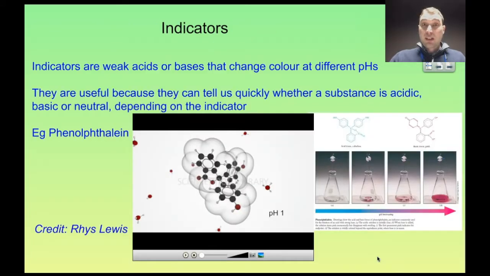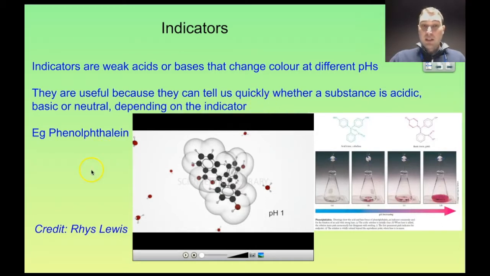So as I just said, indicators are weak acids or bases that change colour at different pHs. And we haven't really talked about it yet, but a pH is a measure of how acidic or basic a solution is. They're handy because they can tell us that a solution is acidic or basic or even neutral, depending on the indicator, and sometimes even a mix of indicators, so you can get a wide variety of colours that show you the different pHs of solutions.